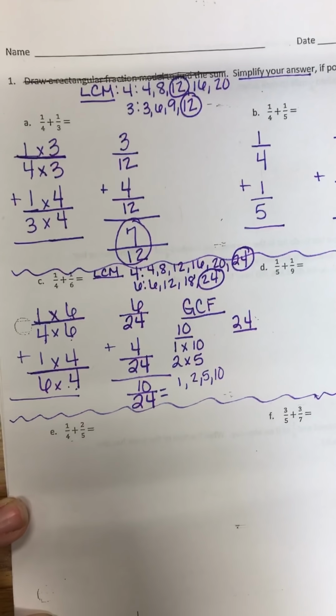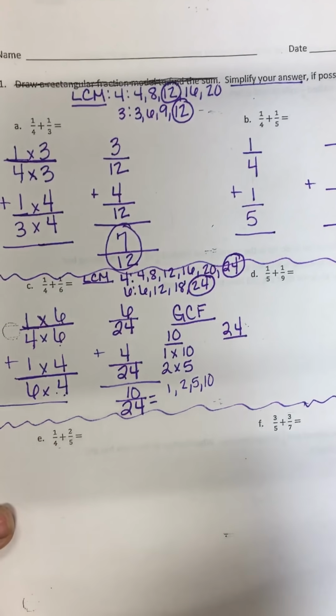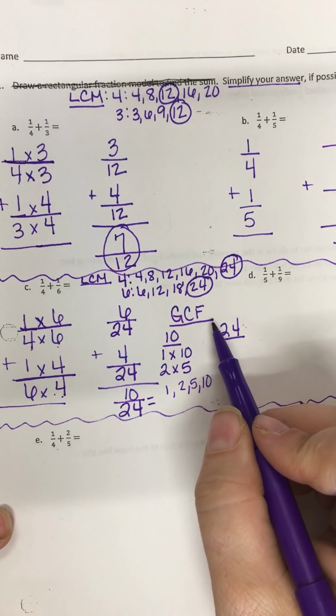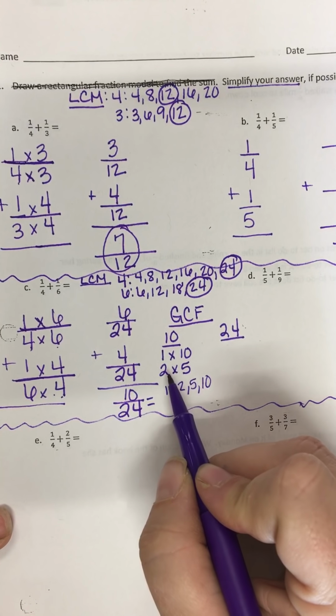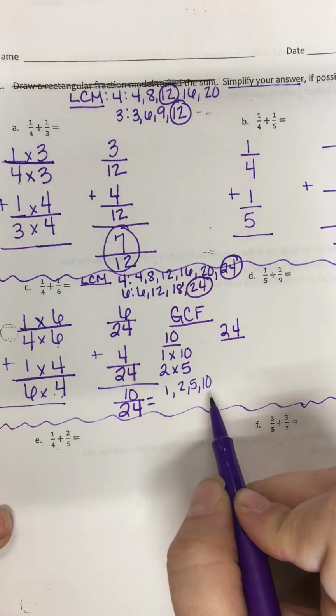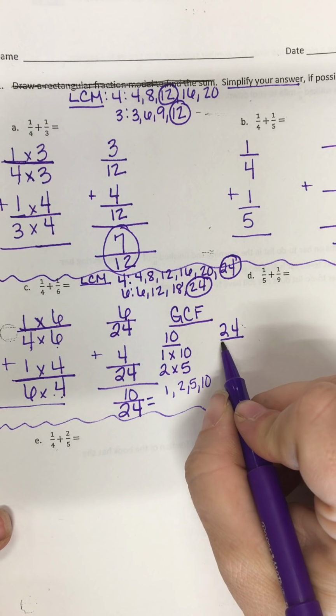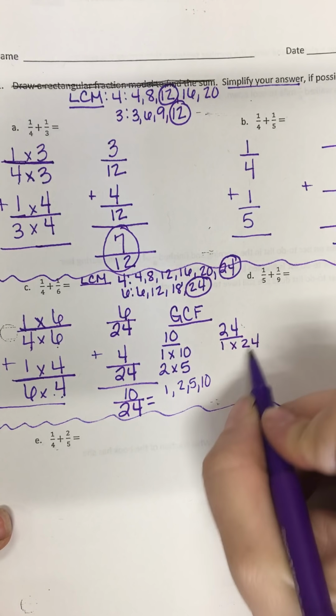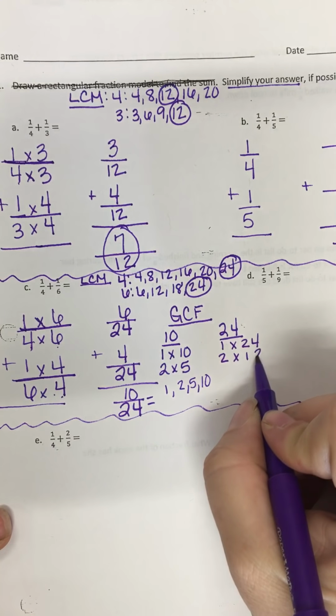All right, I'm not really sure where it cut you off. So we found the factors of 10: 1 times 10, 2 times 5, so 1, 2, 5, and 10. We'll do the same thing for 24. 1 times 24. 2 times 12.